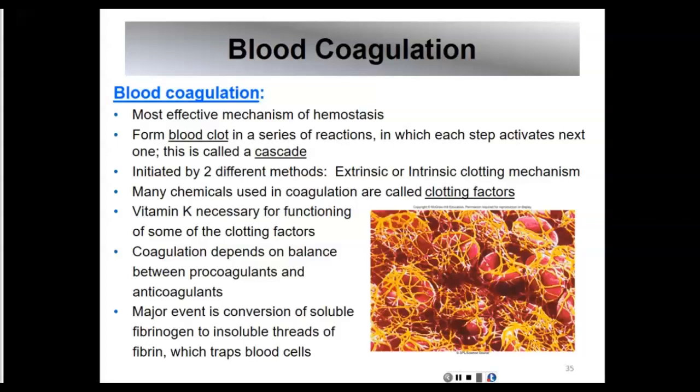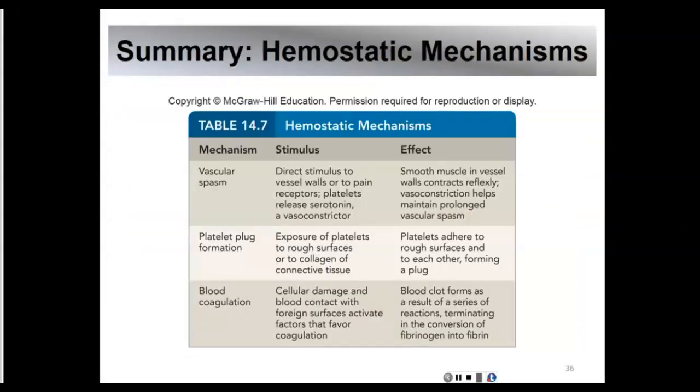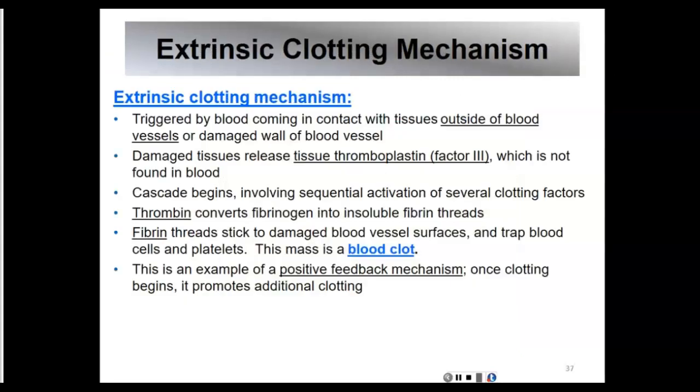We probably won't go into that much detail about that. We're going to talk briefly about these concepts. So with the extrinsic clotting mechanism, this is triggered by the blood coming in contact with tissues outside of a blood vessel or a damaged vessel. Damaged tissues will release a hormone which is not found in blood. The cascade will begin involving a sequence of activities of several clotting factors.